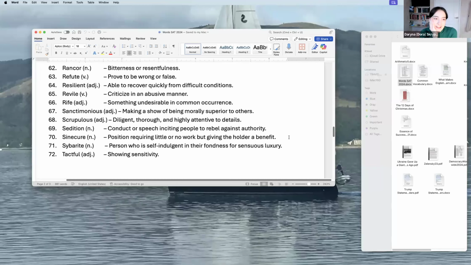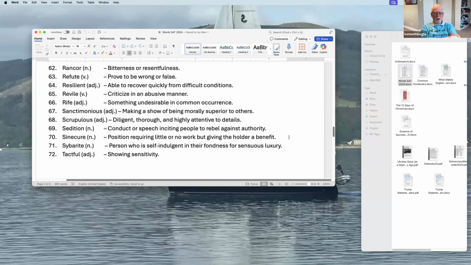Rancor, refute, resilient, revile, rife, sanctimonious, scrupulous, sedition, sinecure, sybarite.